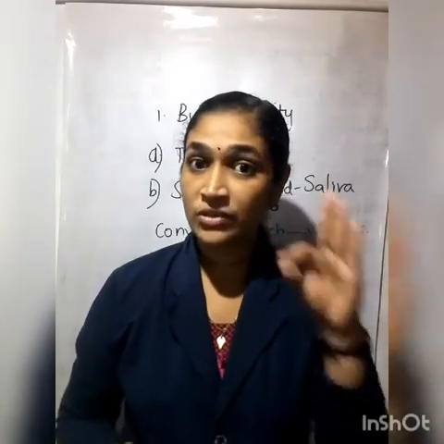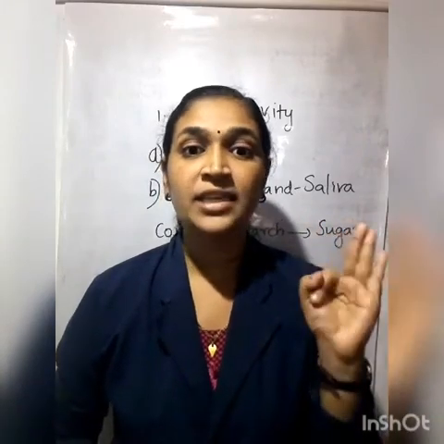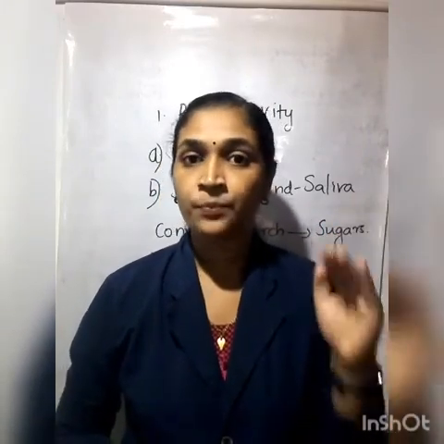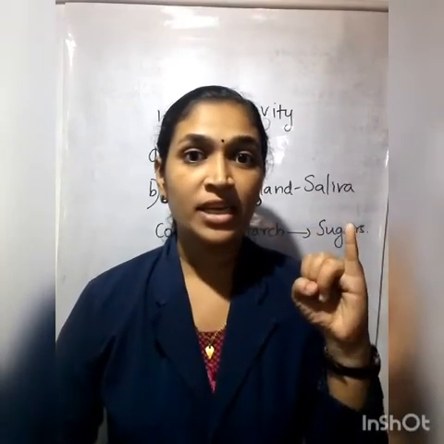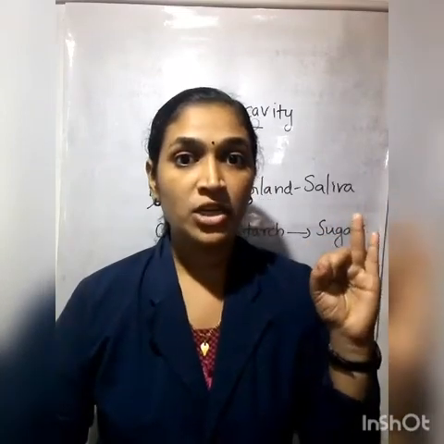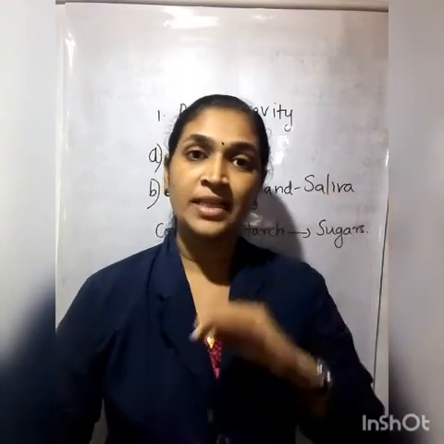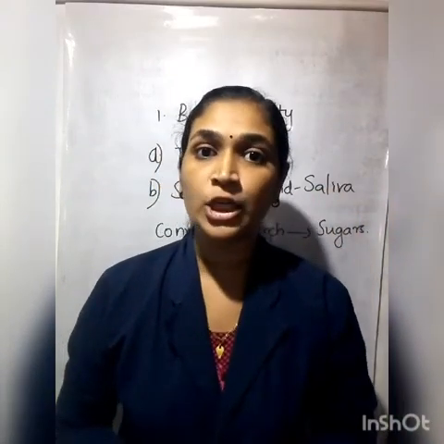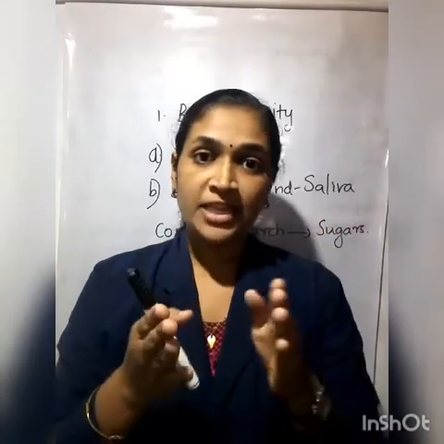We have discussed three secretory glands: salivary gland, liver and pancreas, and their secretions. The salivary gland has a secretion called saliva, the liver has a secretion called bile juice, and the pancreas has a secretion called pancreatic juice. So that's all about the digestive system.